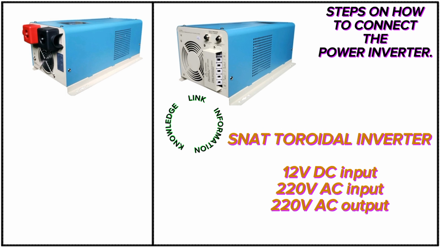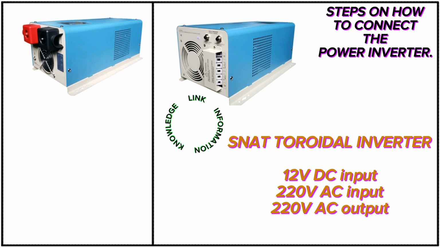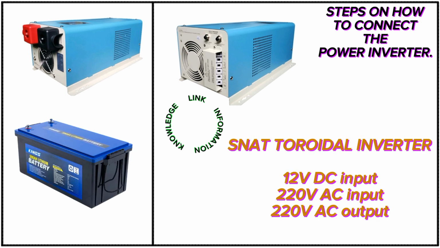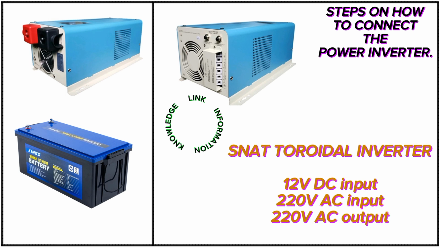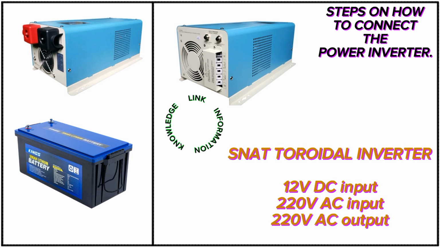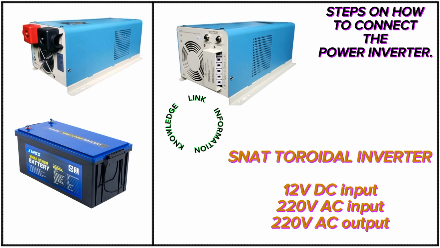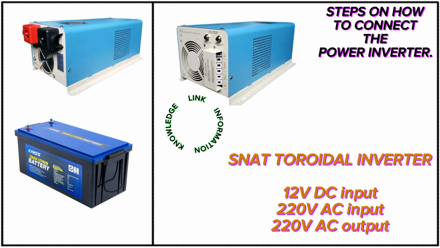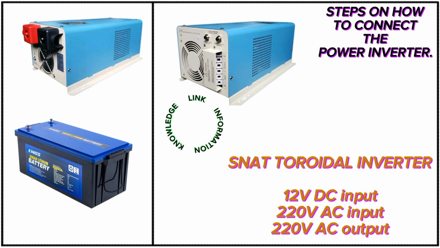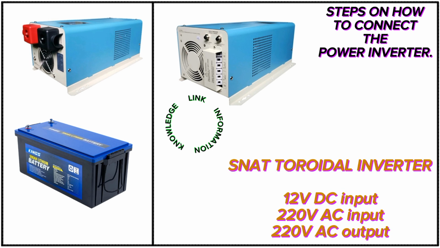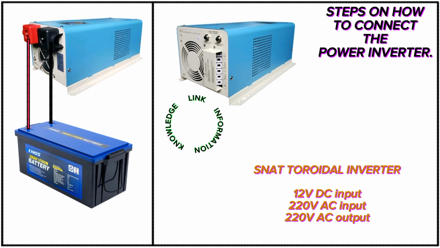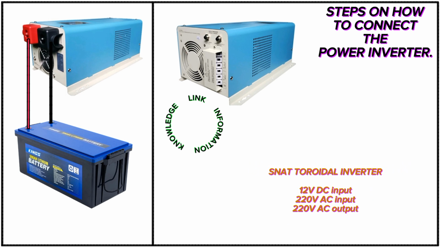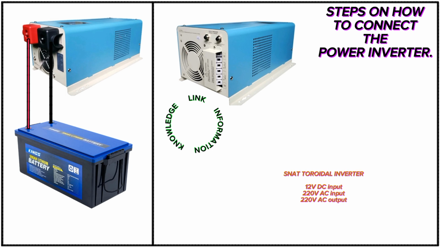Number 1. Make sure that our power inverter DC input voltage is similar to our battery system voltage, because some power inverters have DC input of 12 volts, 24 volts, 36 volts, 48 volts, and other types of DC input. Number 2. Always connect the battery system first to the DC input of the power inverter to avoid any damage to the electrical system and the inverter itself.